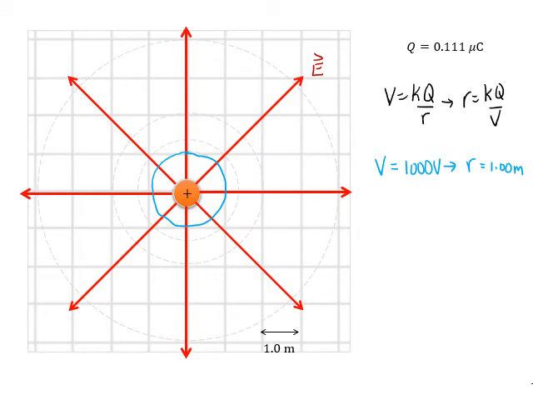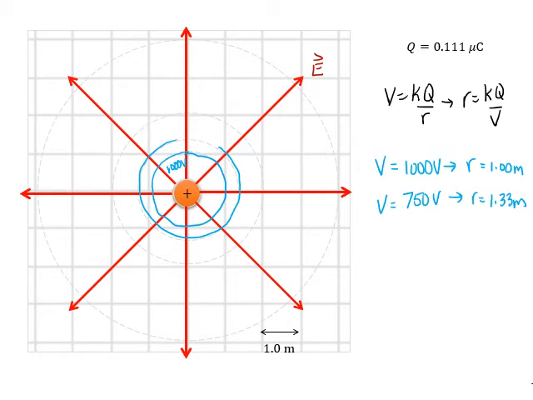There we go right there. So this line has a potential of 1000 volts. Anytime we're this distance from the charge, the potential is 1000. Okay, for our next line, our equipotential lines are always evenly spaced in potential. So say our next line has a potential of 750 volts. That happens if R equals 1.33 meters. Let's draw that one next.